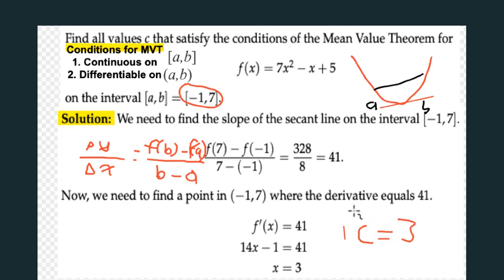So when the x value is 3, the tangent slope is 41. The average slope between -1 and 7 is also 41. So that point of tangency right there has a slope of 41. All right, so that's the easiest version of the mean value theorem. We'll look at a more challenging one in the next video.